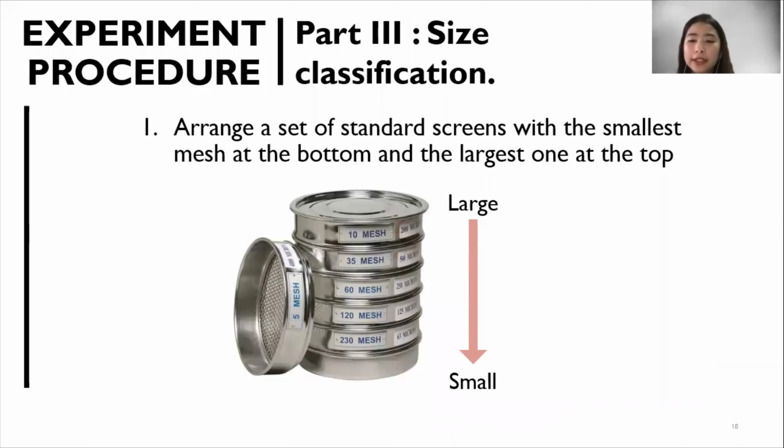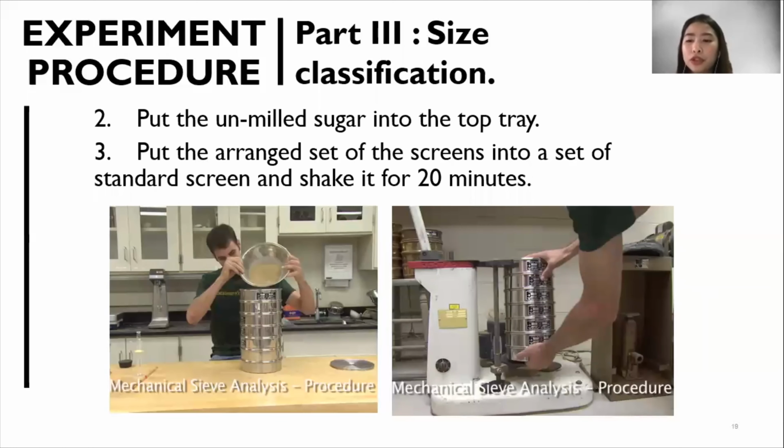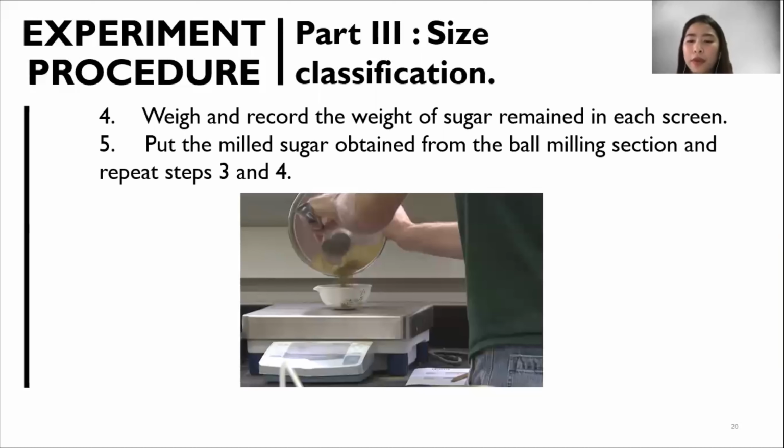The final is part 3, size classification. First, arrange a set of standard screens with the smallest mesh at the bottom and the largest one at the top. Second, put the unmilled sugar into the top tray. Third, put the arranged set of screens into a testing sieve shaker and shake it for 20 minutes. Fourth, weigh and record the weight of sugar remaining in each screen. And the last one is put in the milled sugar obtained from the ball milling section and repeat steps 3 and 4.